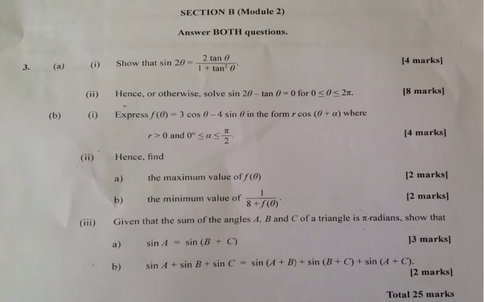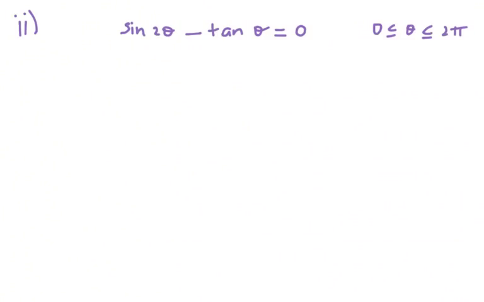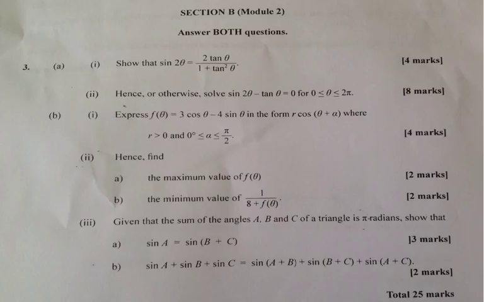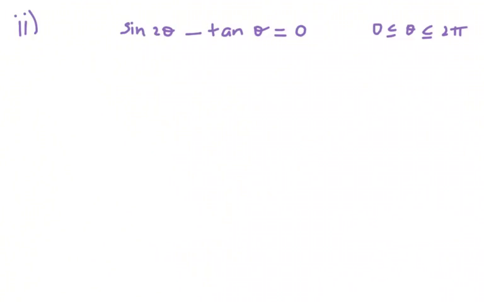3a part 2 says, hence or otherwise solve sine 2 theta minus tan theta is equal to 0 for the range of thetas between 0 and 2 pi inclusive. So from part 1, we know that sine of 2 theta is the same thing as 2 tan theta over 1 plus tan squared theta. We just showed that. So therefore I can replace my sine 2 theta with that part. So I'm going to replace sine 2 theta with 2 tan theta over 1 plus tan squared theta.